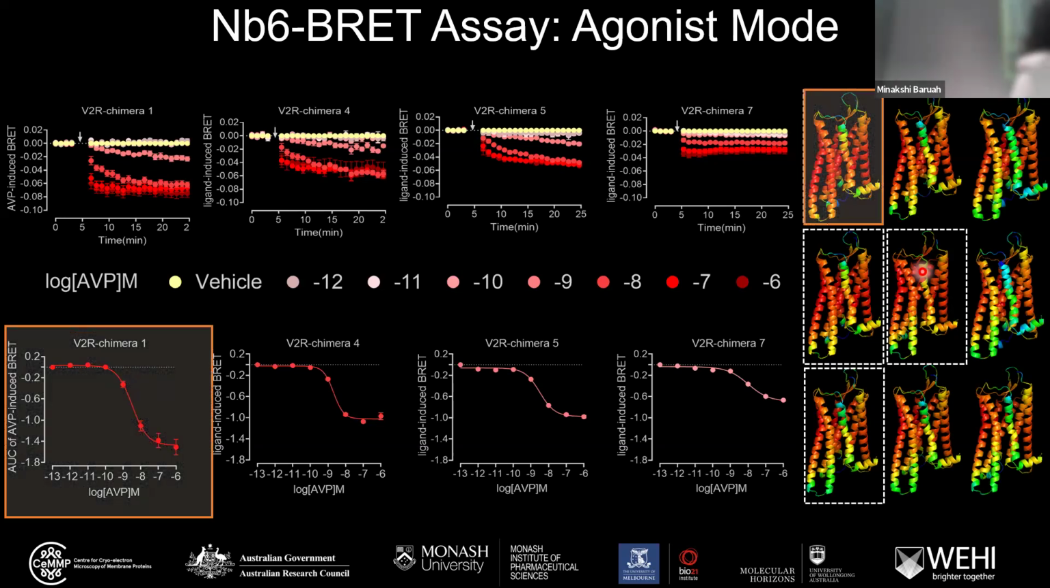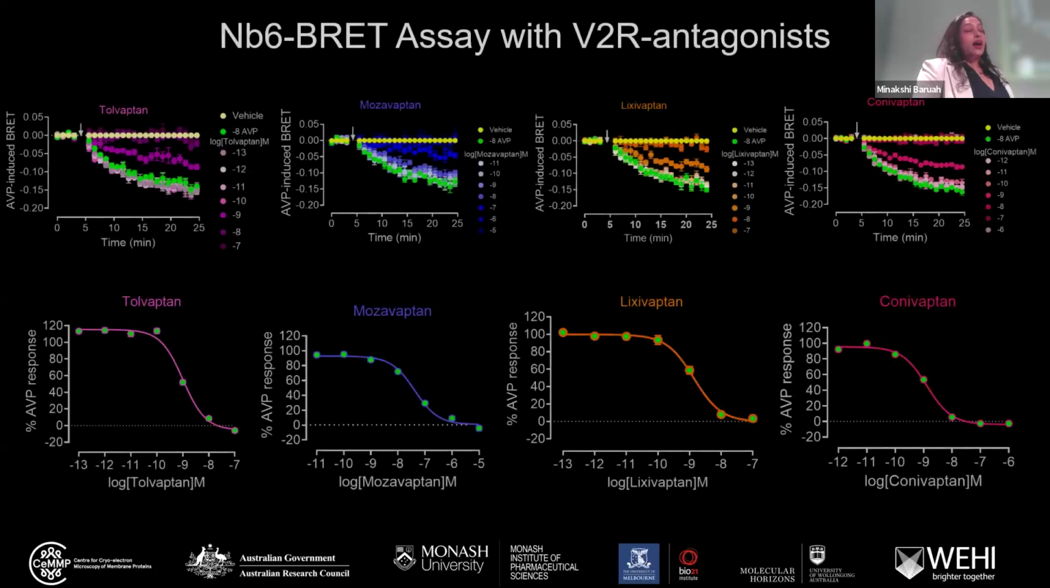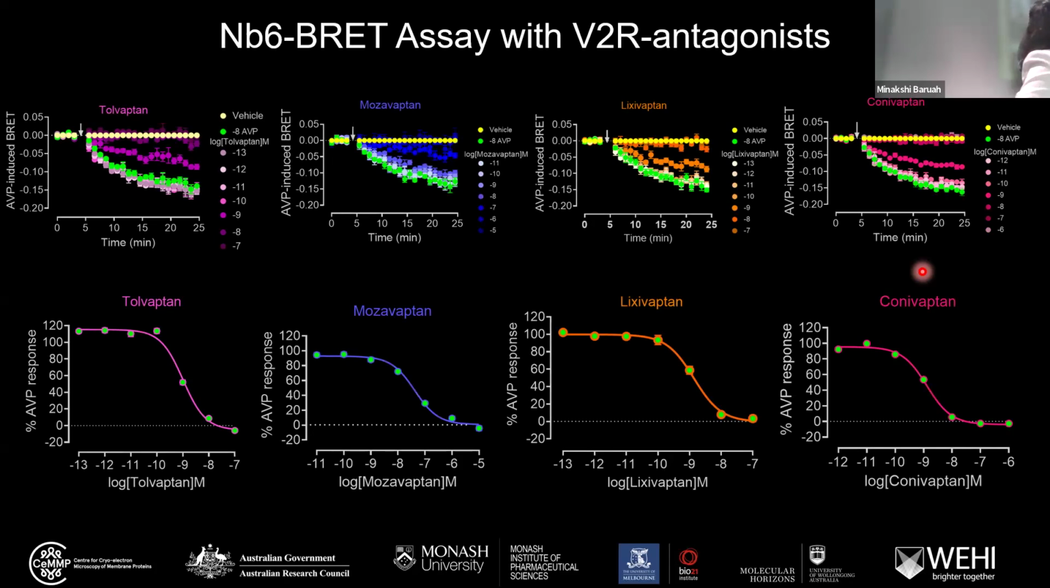Among all these, V2R Chimera 1 was predicted with the highest AlphaFold confidence score and showed us the biggest nanobody 6 binding in pharmacology. So this construct was taken for structural analysis. And I again tested this particular construct, Chimera 1, in presence of different compounds for its ability to bind different compounds. And we have got a similar profile with increasing antagonist concentration, inhibition of nanobody 6 dissociation.